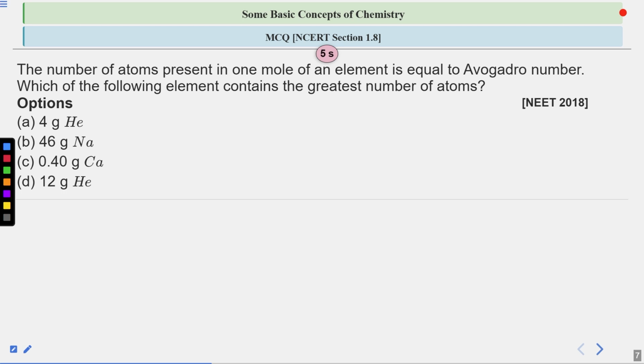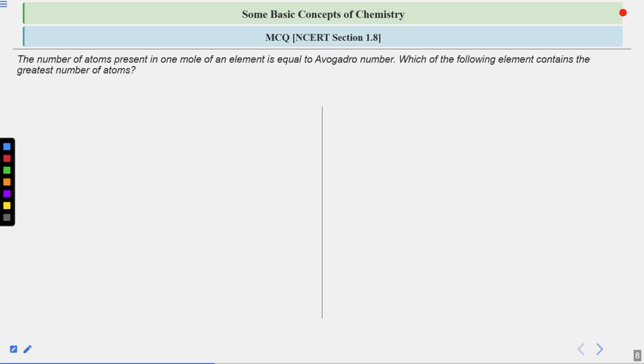The clue for this question is simply to calculate the number of moles, and then you are good to go with the rest of the calculation. Let us move to the question. We were given 4 different masses of 4 different species, and for each we have to calculate the number of atoms and see which one has the greatest number. The correct answer is D, which is 12 gram of helium. I told you the clue would be the calculation of the number of moles. Let us see how.